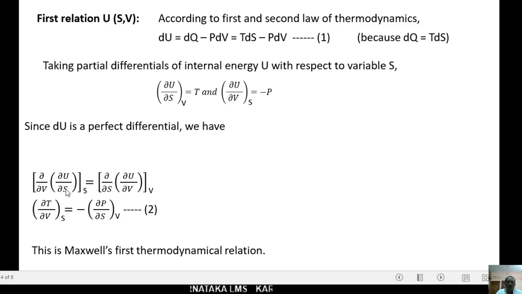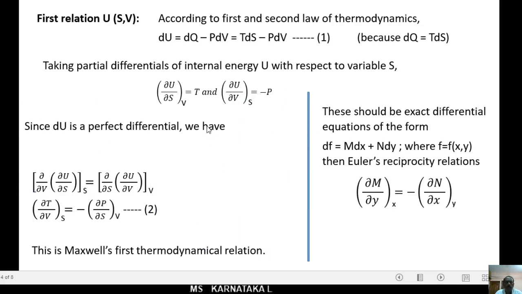Then dou U by dou S means that is T. Hence dou U by dou S is replaced with the T. Here T written here, dou T by dou V. This is equal to minus dou U by dou V means minus P. Here you can substitute here, you get dou P by dou S. This is the first relation, that is Maxwell's first thermodynamical relation. Here it can be also the first law of Maxwell's thermodynamic relation.